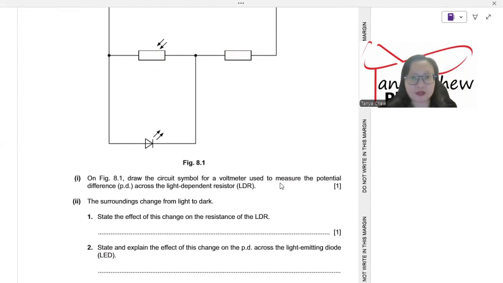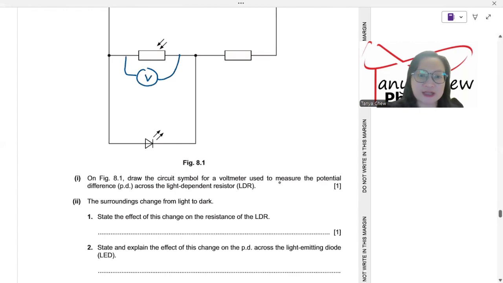LDR, light-dependent resistor. The arrow represents the light. Light must be directed to the LDR. So this is the one, this is called LDR. LED is light-emitting diode. It emits the light, so the arrow must be coming out from it because it is emitting the light. Right?